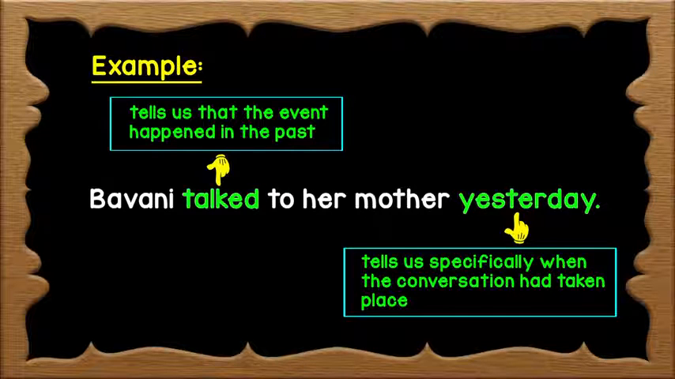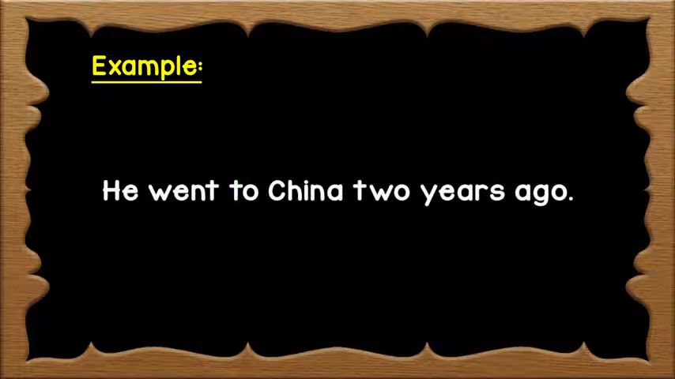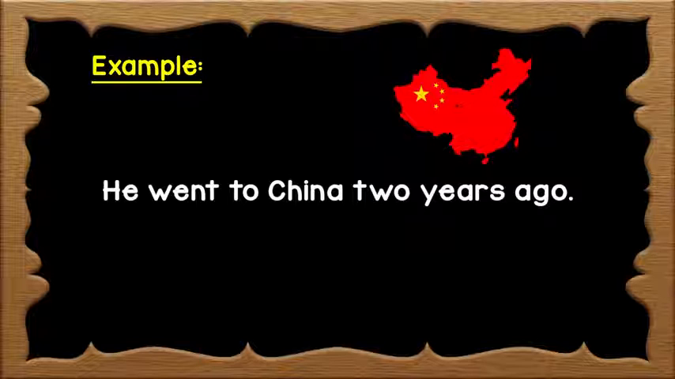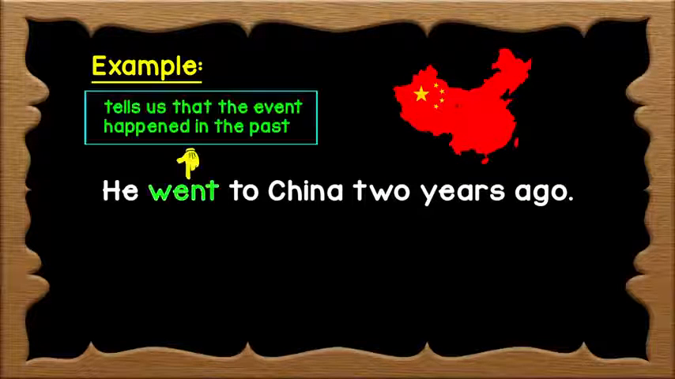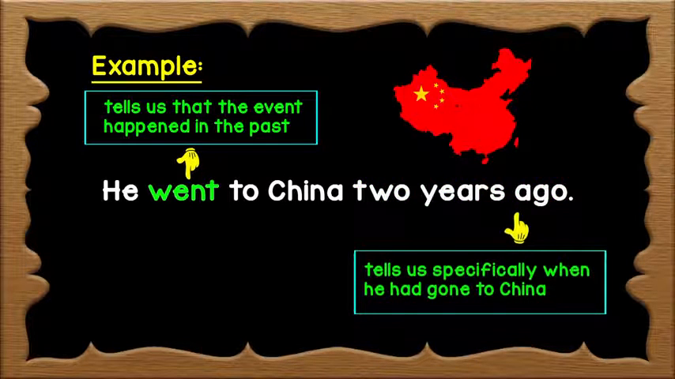Or we can say, he went to China 2 years ago. Just like the previous example, the verb went tells us that the event happened in the past. In addition, we also know that this event had taken place 2 years ago.